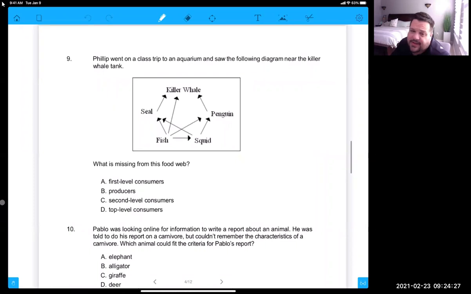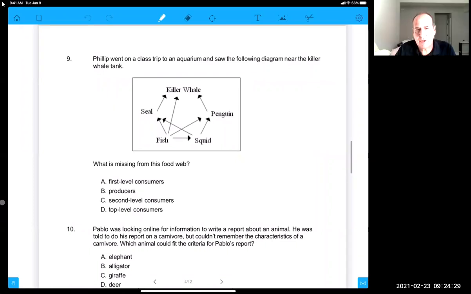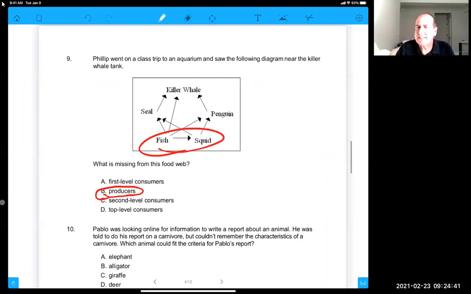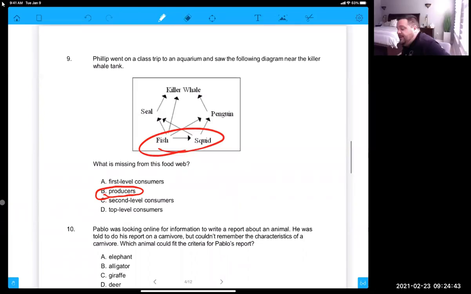Mr. Spina, what are we missing in number 9? Oh, Miss Conklin, what do you think we're missing there? The producers. Remember, something's got to produce these in this chart, right? Yeah. And that would be things like the things that the fish eat and the squid eat. Yeah, like the plankton and stuff like that. All of those little things like that.